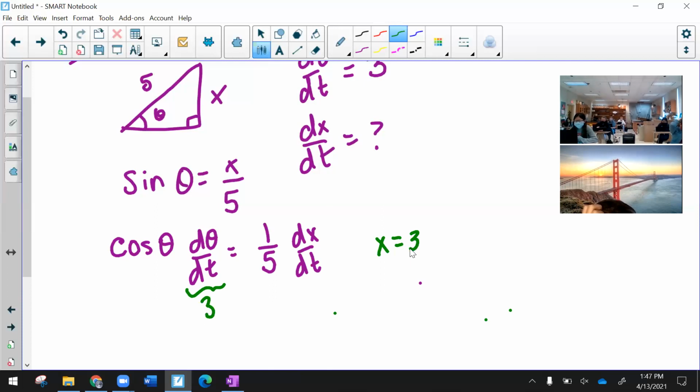And the trick to these problems is not substituting in too early. You have to wait until the right moment, which is usually when you're trying to figure out what that rate is. So this is 3, and this is a right triangle. What's the length of the base of my triangle, Katie? 4.